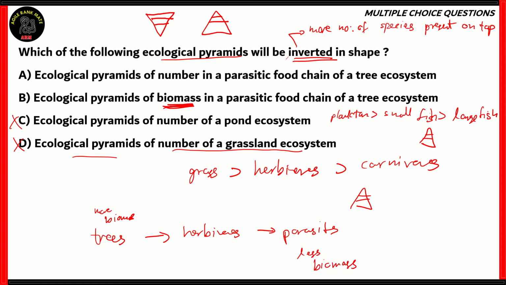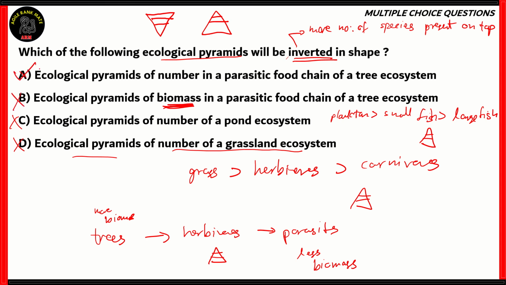But basically mass refers to the mass of the organism itself. So trees have the higher biomass, parasites have less. So therefore again this goes as an upright pyramid, so therefore option B is incorrect.